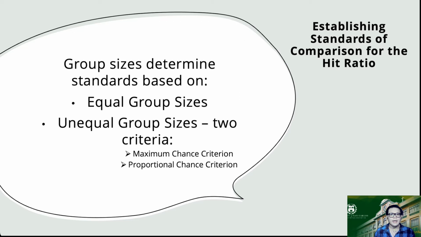And then we have to establish standards of comparison for the hit ratios. So group sizes determine standards based on equal group sizes and unequal group sizes, which are two different criteria that we need to consider. First is the maximum chance criterion, and the other one is the proportional chance criterion, which was shown in our previous illustration.